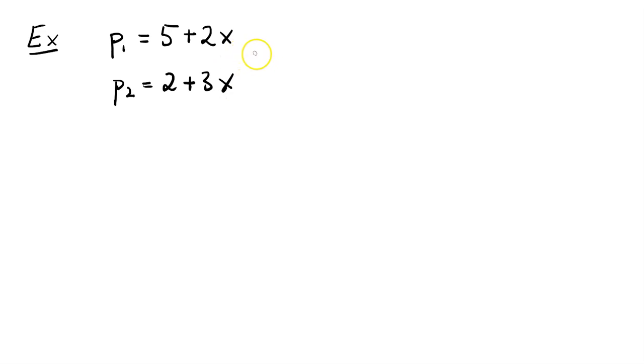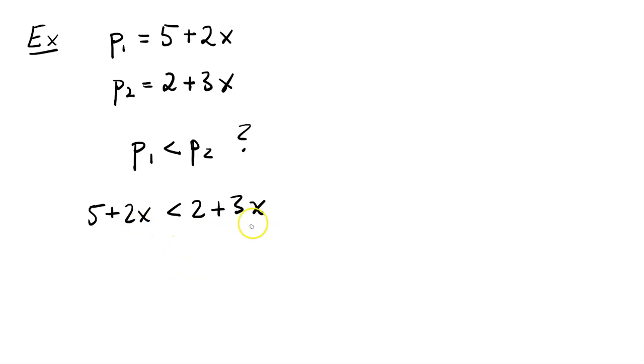Then of course, if we don't travel that far, it's cheaper to go with the one with the lower fixed price. But how far should we go so that it becomes less expensive to go with the first one? So how far should we travel so that the price for the first one is smaller than the second one? Then we can solve this inequality. The left hand side is 5 plus 2x. The right hand side is 2 plus 3x.